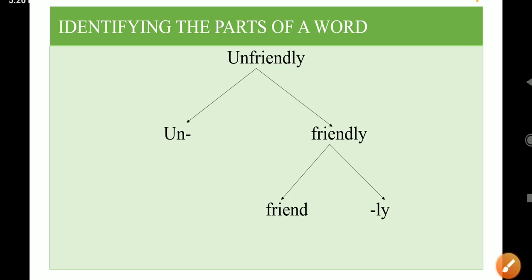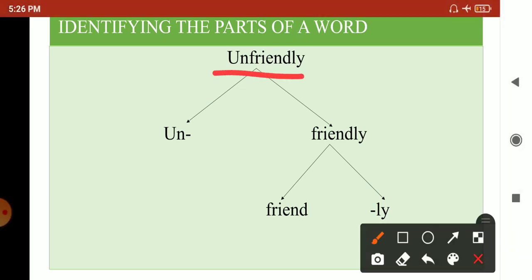As soon as you see this word, you know that it has three parts: unfriendly. Maybe you don't understand the structure of the word immediately, but you find out the three parts in the word immediately.